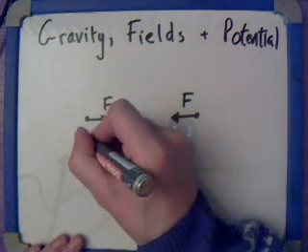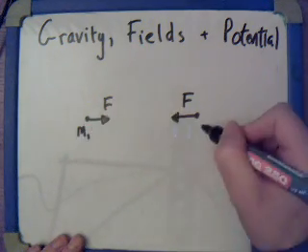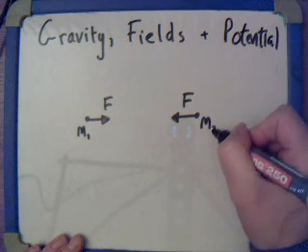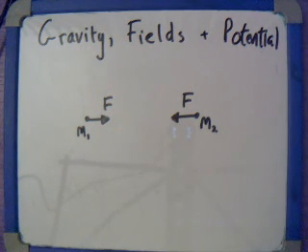So let's call this one here M1 and M2, and they form Newton pairs. They are equal and opposite, same type of force, and obeying the Newton pairs, of course, from Newton's third law.